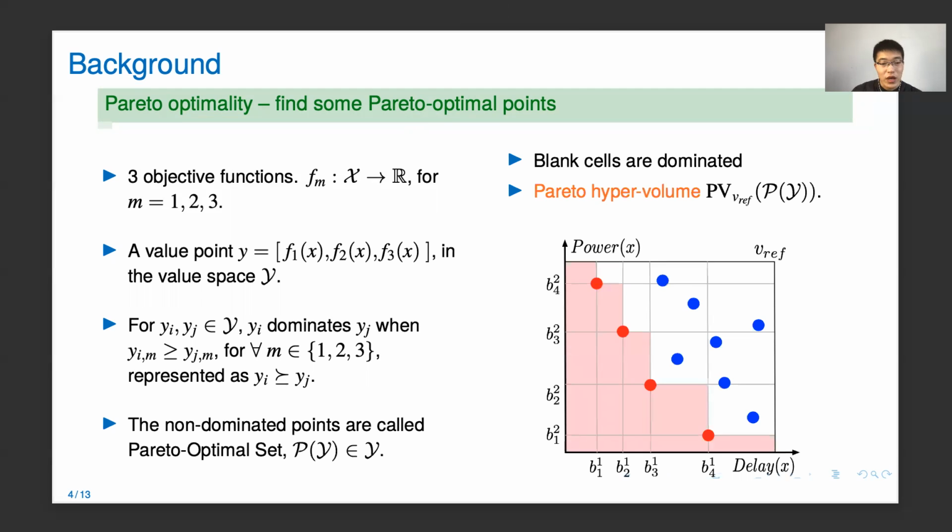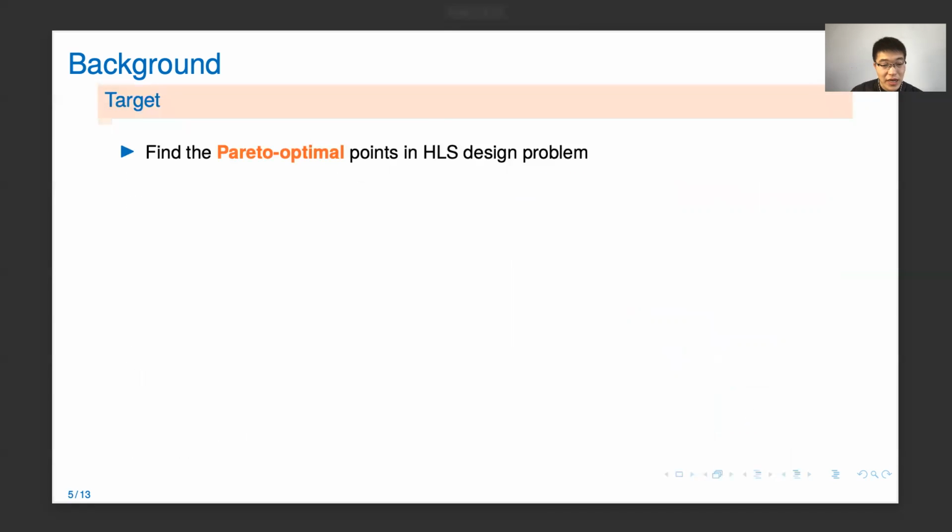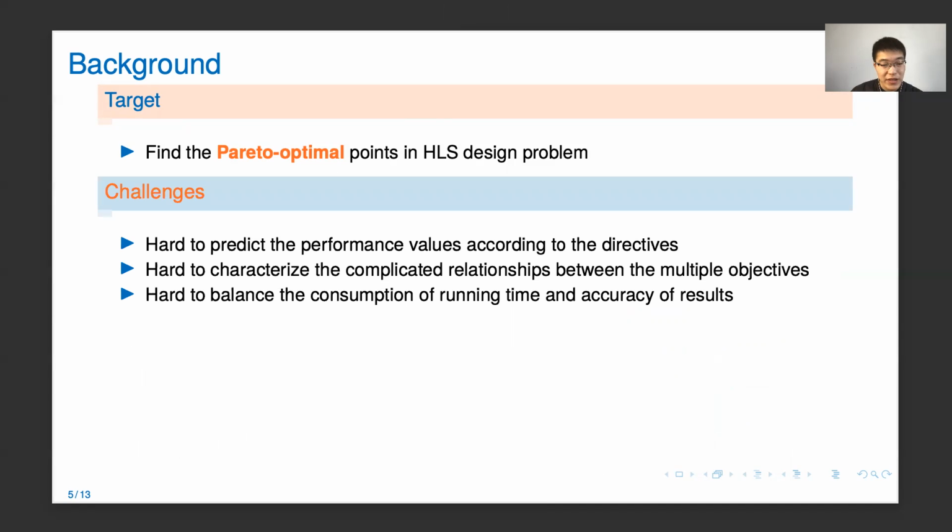Here's an example. We want to minimize the power consumption and delay simultaneously. In the value space, the blue points are dominated by the red points. So the red points are non-dominated, and they are in the Pareto optimal set. The blank cells are dominated by the red points and called the Pareto hypervolume. In the HLS design problem, our target is to find the Pareto optimal points. In other words, our target is to find all of the red points in the design space.